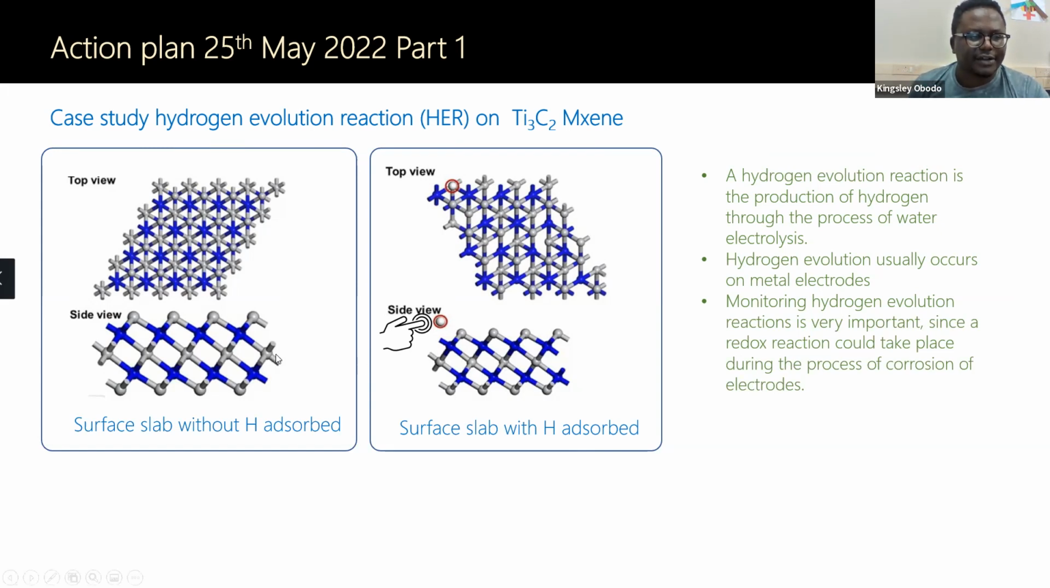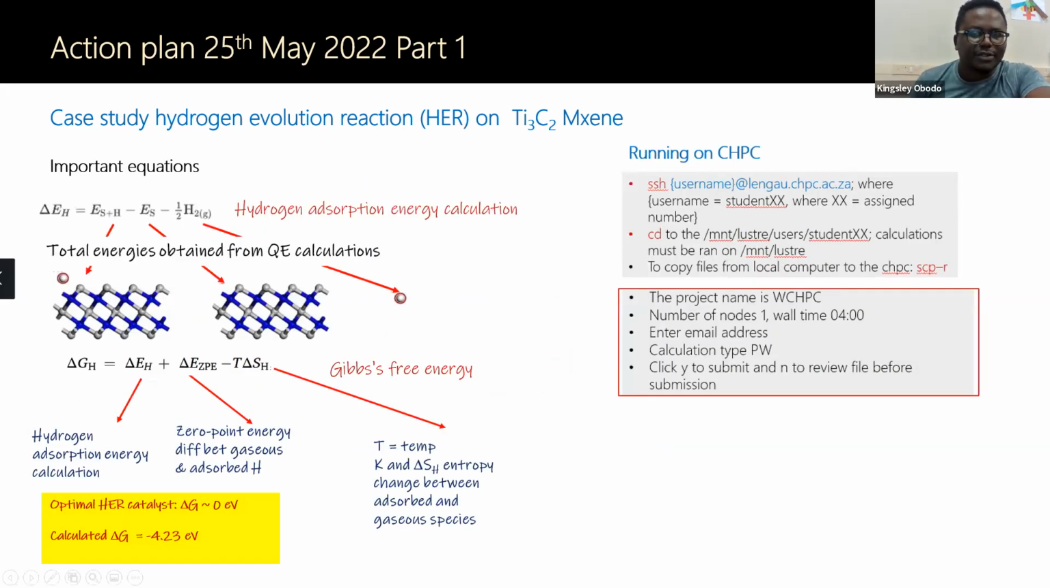The picture on your right-hand side is the pristine surface, the slab that we are using for hydrogen evolution. And on the left is where we are adding the hydrogen as an adatom. In class, you were also shown two basic, very important equations, the hydrogen adsorption energy calculation and the Gibbs free energy calculation. For the adsorption energy, you subtract the energy of the pristine slab and the energy of hydrogen from the energy of the slab with the hydrogen.